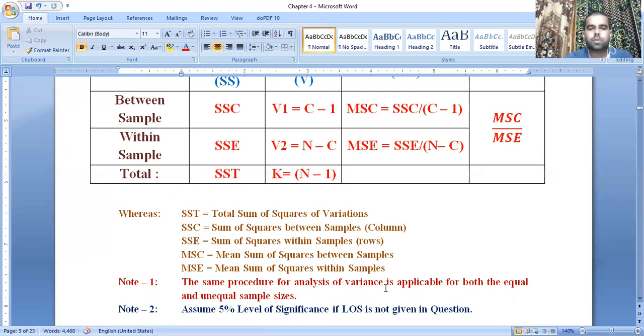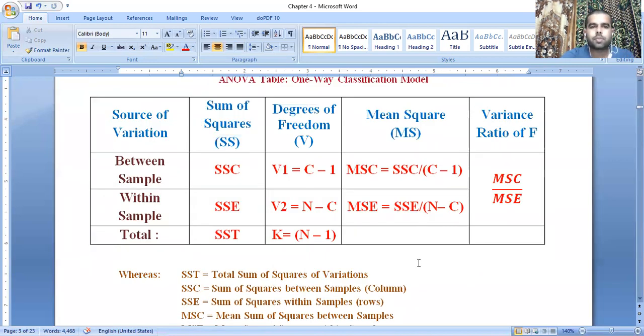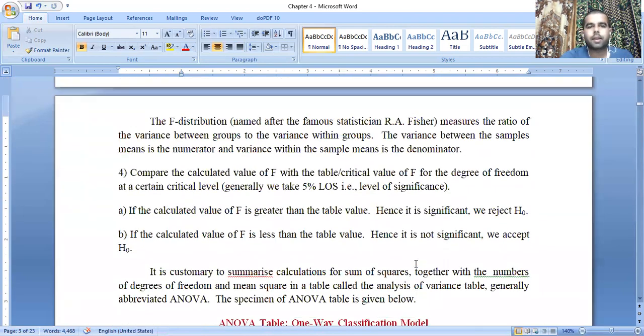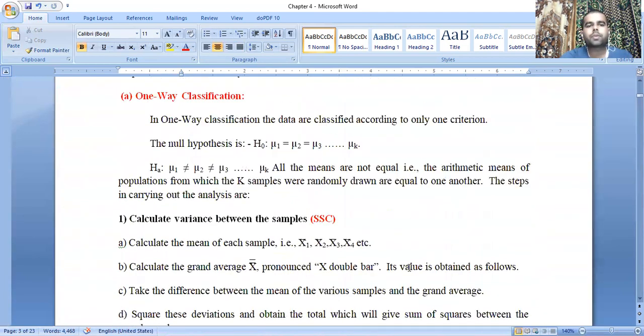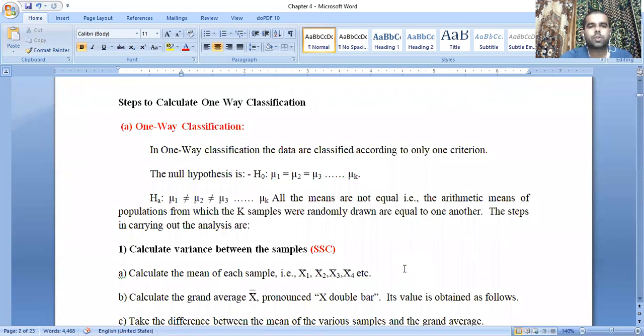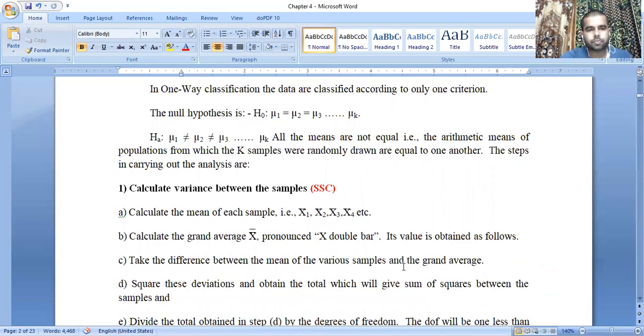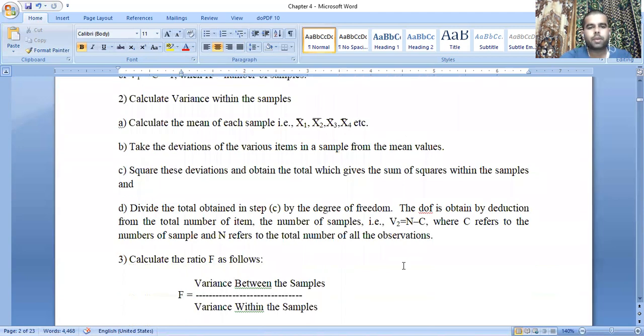Okay, friends, so this is about the steps involved in calculating ANOVA one-way classification. Thank you very much for today's class. Write all these notes and be prepared for the next class.